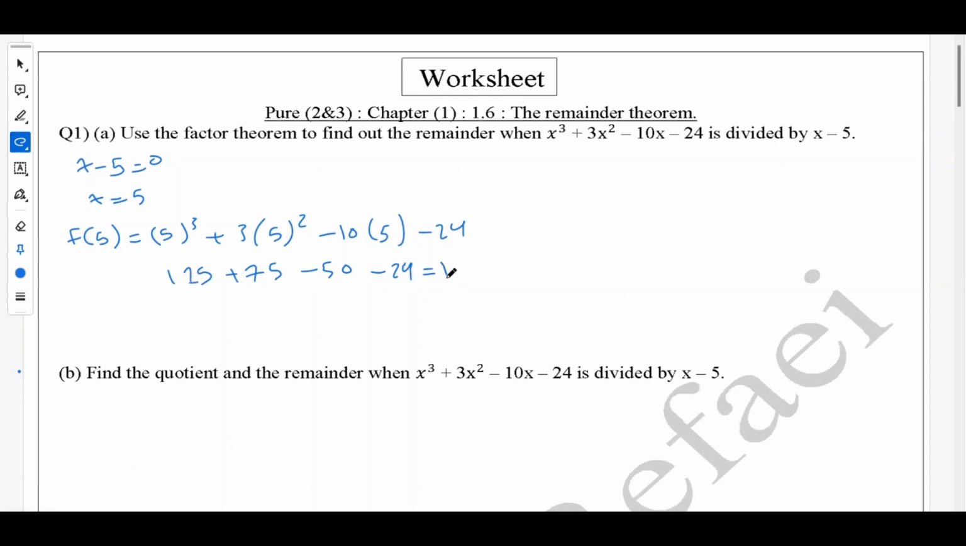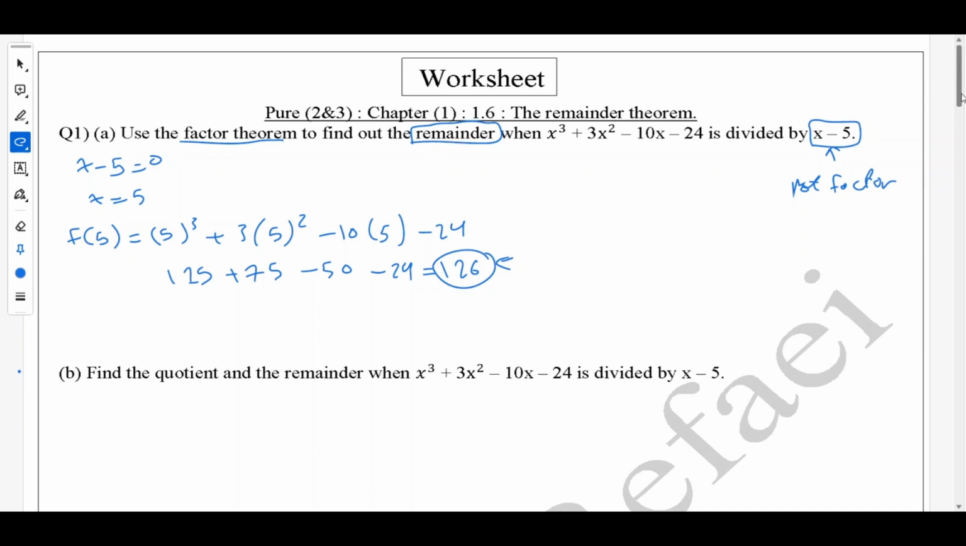The answer is 126. So the remainder is not 0, it's 126. According to that, x minus 5 is not a factor. How did I discover it's not a factor? I discovered it by substituting x equals 5, and the answer is not 0, it's 126. Why did I not use long division? I did not use long division because they told me to use the factor theorem and find the value of the remainder. To find just the remainder, there is no need to use the long division method.